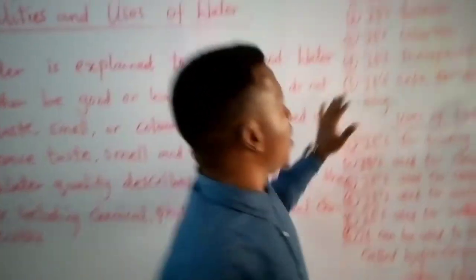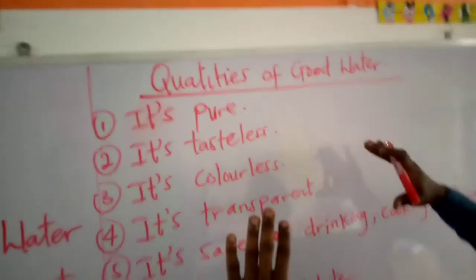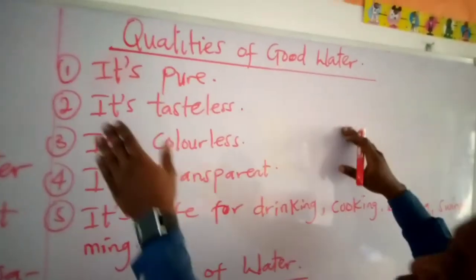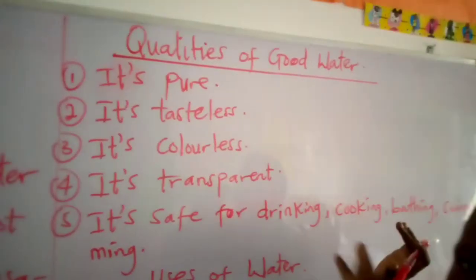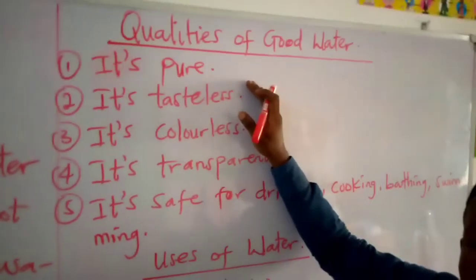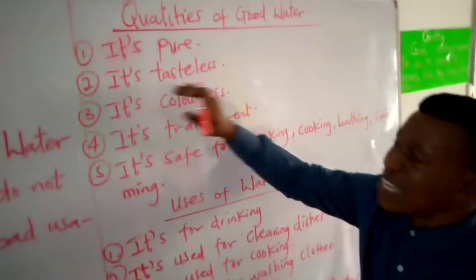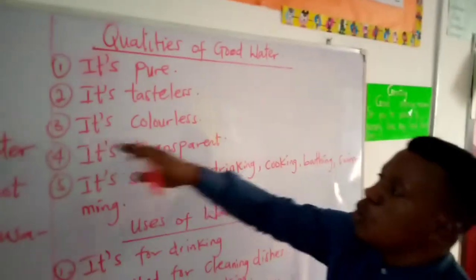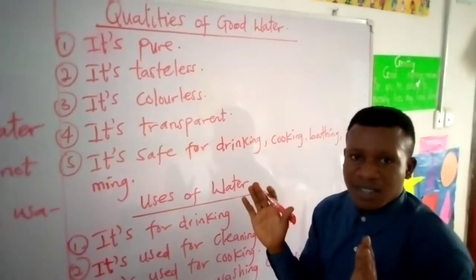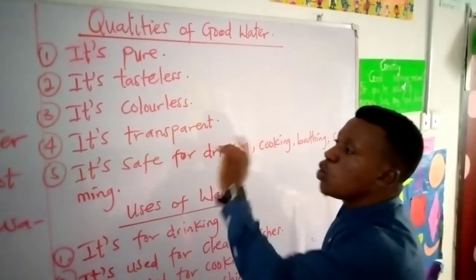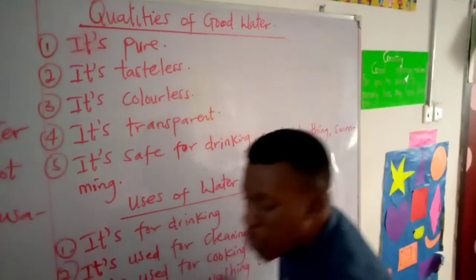Now, what we have here, qualities of good water. How can we tell the qualities of good water? A good water is pure. Good water is pure, it's clean, and it's healthy for use. Good water is tasteless. It doesn't have any taste. Good water is colorless. It doesn't have any color in it. Good water is transparent. You can see through the water.